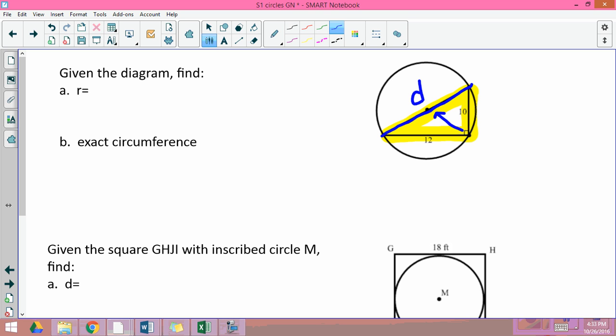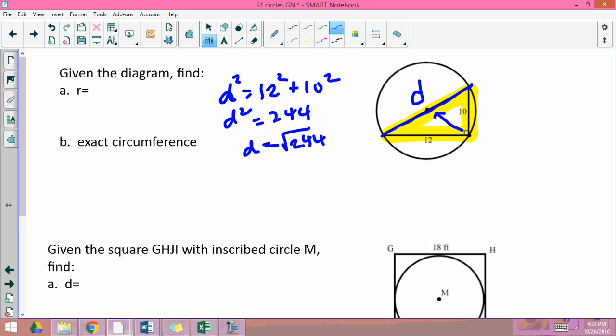So in this situation, the diameter squared is equal to 12 squared plus 10 squared. And when we work that out, we get the diameter squared is equal to 244. Take the square root of both sides. The diameter is the square root of 244, which is approximately, well, we won't round right now. Diameter to radius, we have to cut it in half. And so if we have the square root of 244 divided by 2, we'll get our radius.